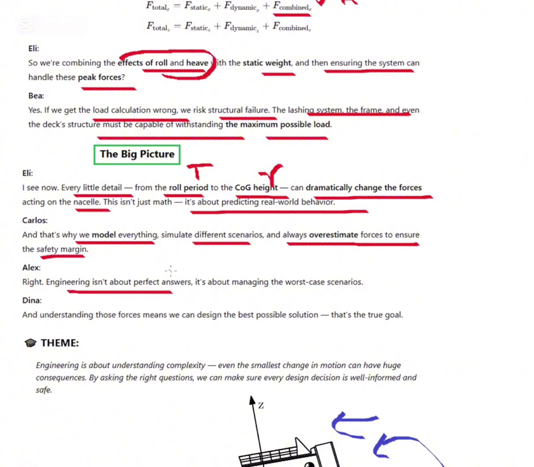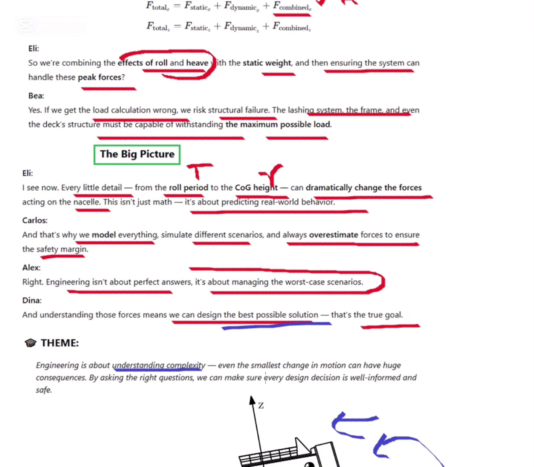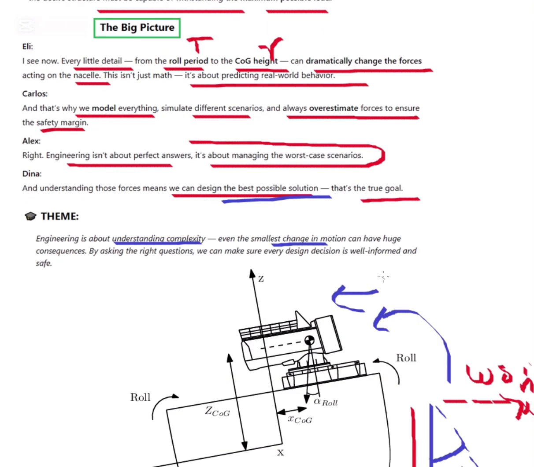Engineering is not about perfect answers, it's about managing the worst case scenarios. And understanding those forces means we can design the best possible solutions. That's the true goal. Engineering is about understanding complexity. Even the smallest change in motion can have huge consequences. By asking the right questions, we can ensure the design is always well informed and safe.